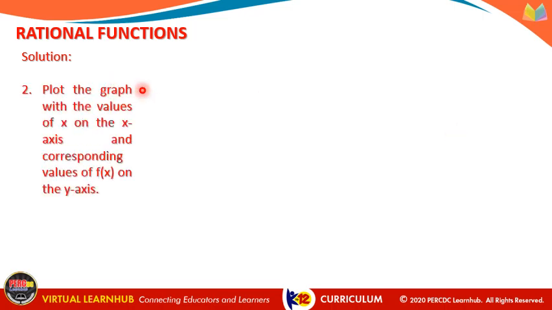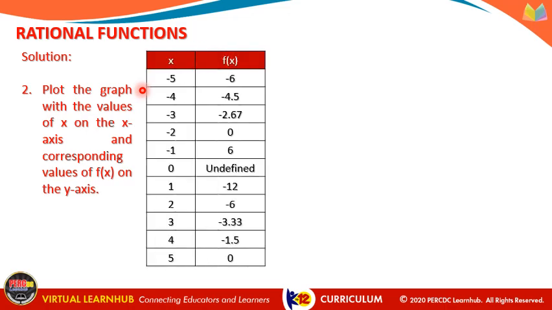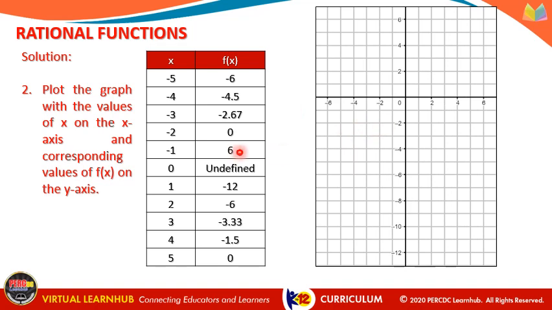So again, let us plot the graph with the values of x on the x-axis and the values of f of x on the y-axis. Ito yung table natin, yan yung basihan natin. So, i-graph na lang natin. Okay. At x is negative 5, the value is negative 6. So, negative 5 somewhere here, negative 6 is here. So, our point ay nandito. Okay?